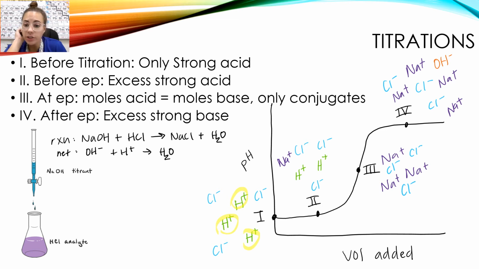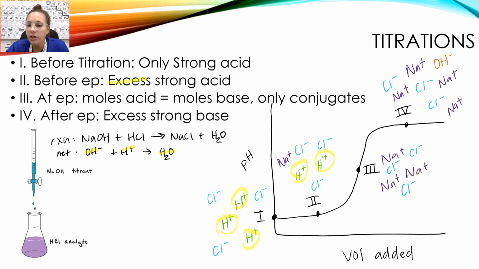Now, before I reach my equivalence point, I've added in some sodium hydroxide. And so you'll notice that I'm missing a hydrogen here. That's because the hydroxide reacted with the hydrogen to form water. But in adding sodium hydroxide, I also now have a spectator sodium just chilling. But still, it's my excess hydrogens that are going to contribute to the pH.